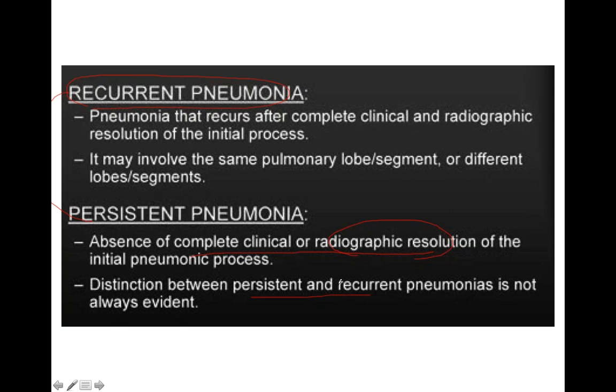It is also defined as 2 or more episodes of pneumonia in a single year, or 3 or more episodes ever with radiographic clearance in between occurrences. Radiographic clearance means that chest X-rays turned out to be normal in between occurrences. So that's recurrent pneumonia.